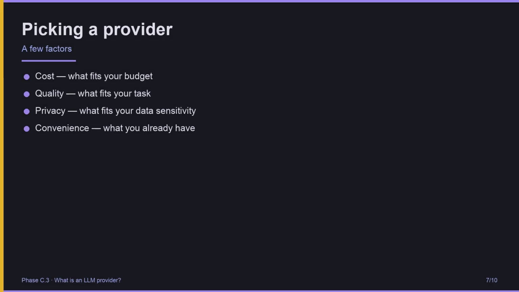Picking a provider comes down to a few factors. Cost, what fits your budget, including free options. Quality, different models have different strengths. Privacy, what fits your data sensitivity, especially for work code. And convenience, what subscriptions you already have. We'll cover the OpenCode Zen option next lesson, which simplifies all of this.